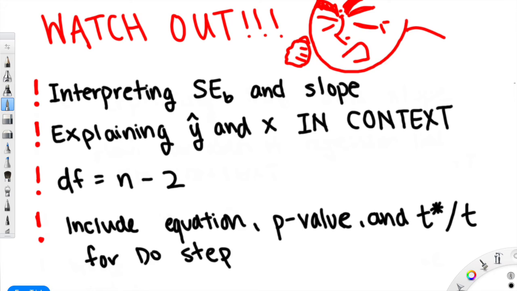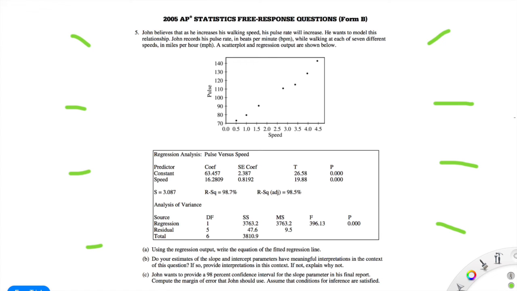On the do step, make sure to include critical values for significance tests, the p-value, and either the name of the equation or the actual equation written out in order to achieve full points. Try question number 5 on the 2005 AP exam FRQ on slope inference for more practice.